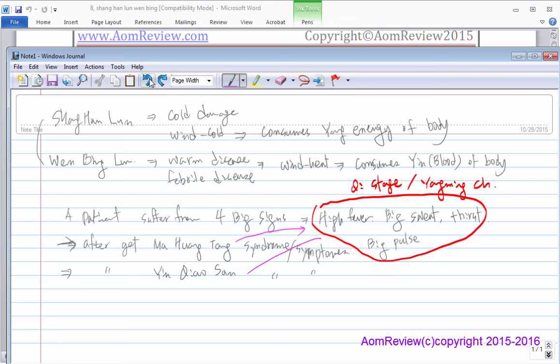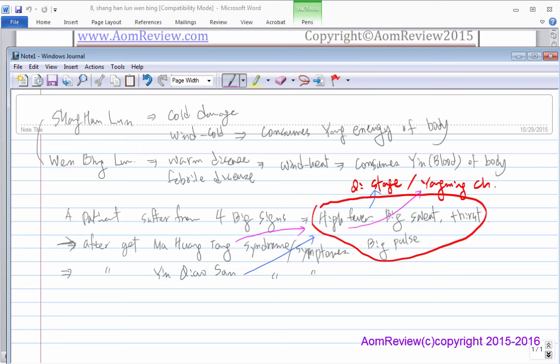Okay, so I just use a little bit different color for you to understand. After the patient got the four big syndrome after Yin Chiao San, that's supposed to be qi stage. But if the patient's symptoms and signs start with a Ma Huang Tang condition, then this might be in the yangming channel. Yangming channel usually develops from Ma Huang Tang, even if the patient has the four big syndrome. And in the same way, who has the four big syndrome starting with the Yin Chiao San symptom, that will be qi stage.